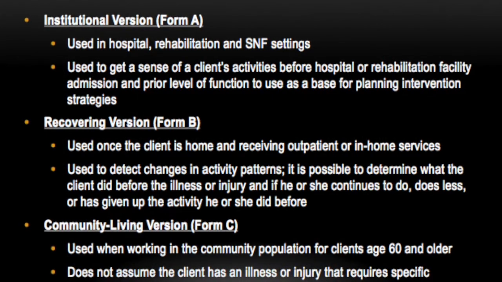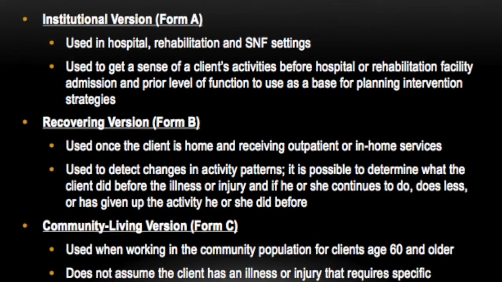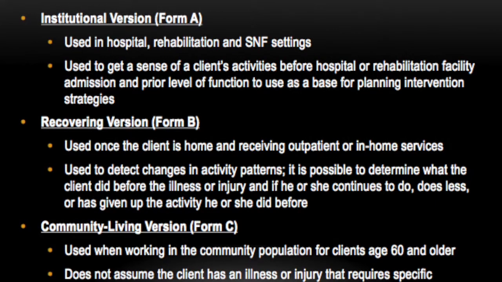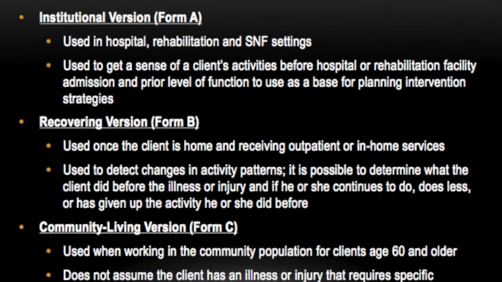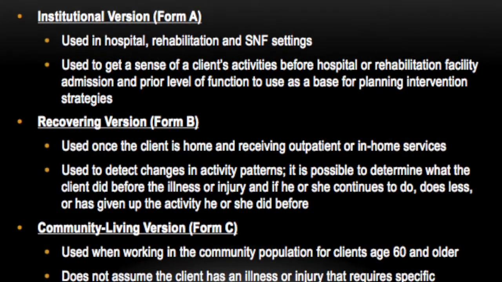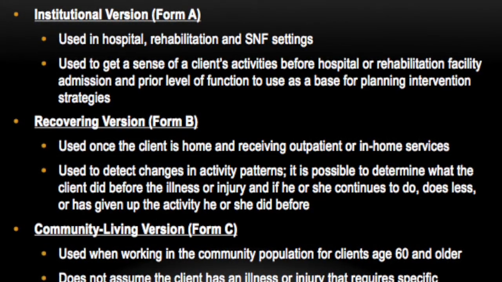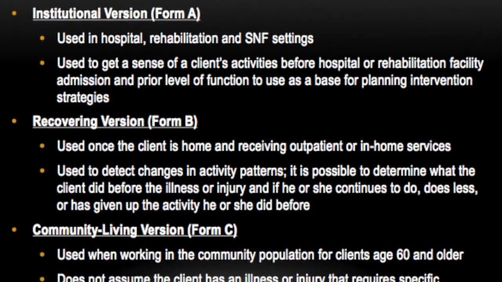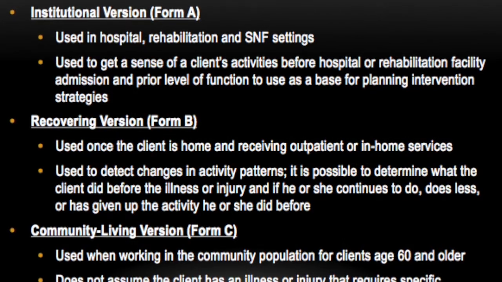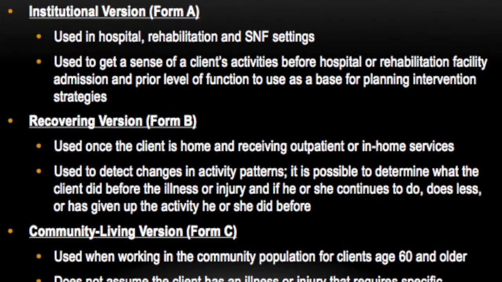The recovering version, Form B, is used once a person is home and receiving outpatient or in-home services. It is used to detect changes in activity patterns, and it is possible to determine what the client did before the illness or injury, and if he or she continues to do, does less, or has given up the activity he or she did before.